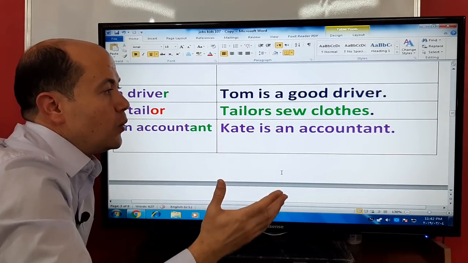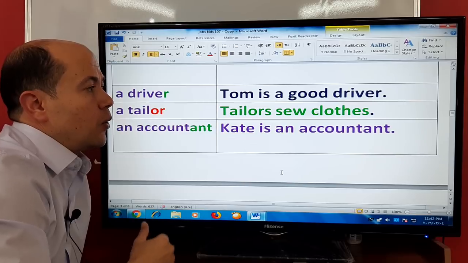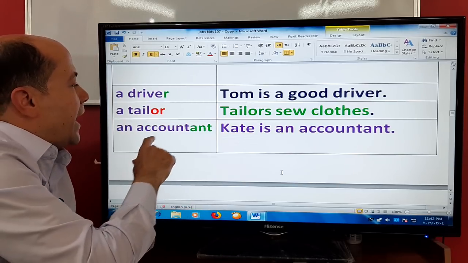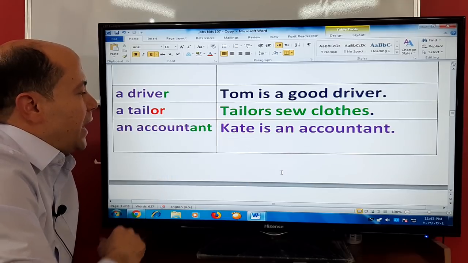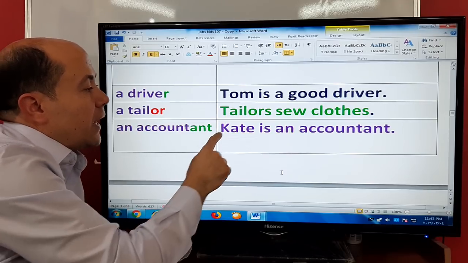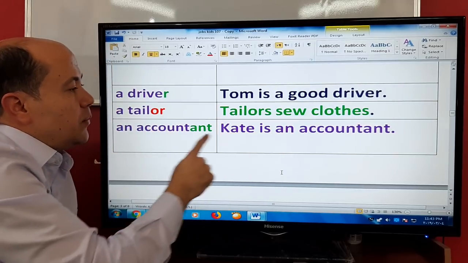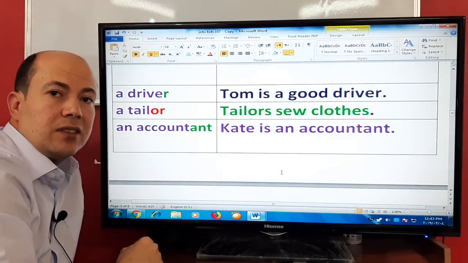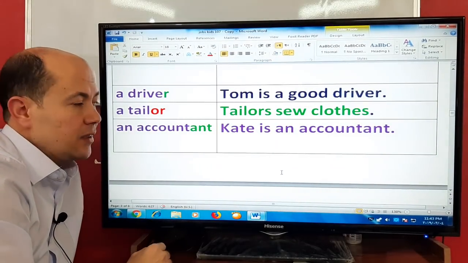Clothes. American we say clothes. British we say clothes. Yeah. An accountant. محاسب. Kate is an accountant. Kate محاسبة. Kate is an accountant.